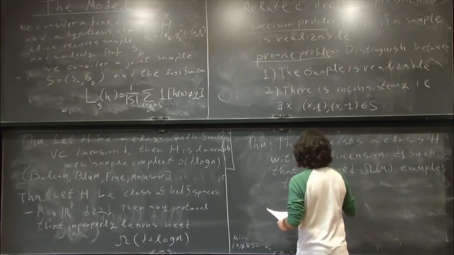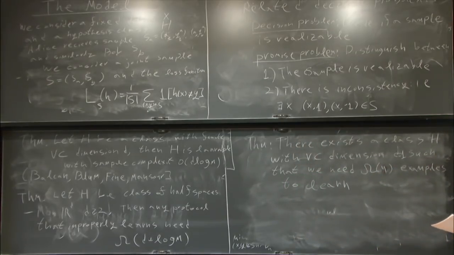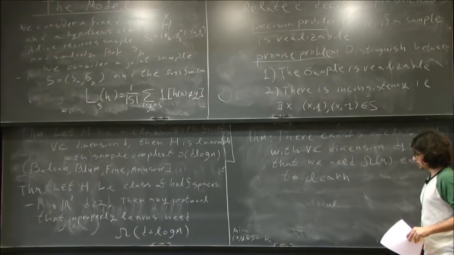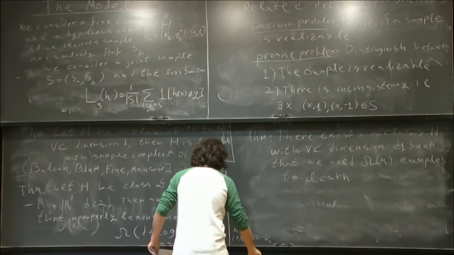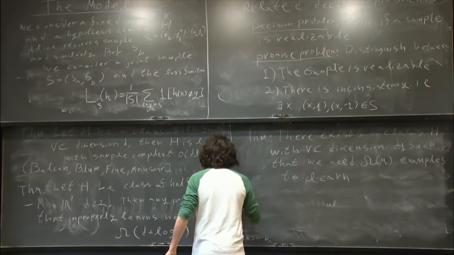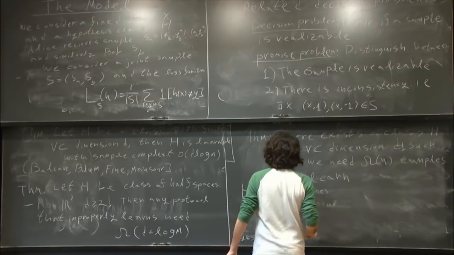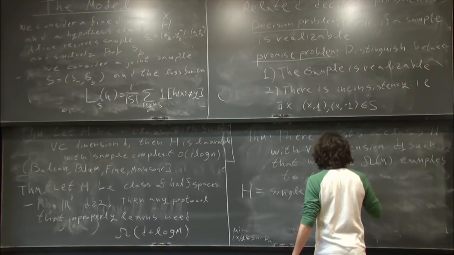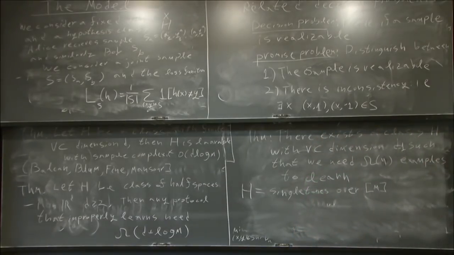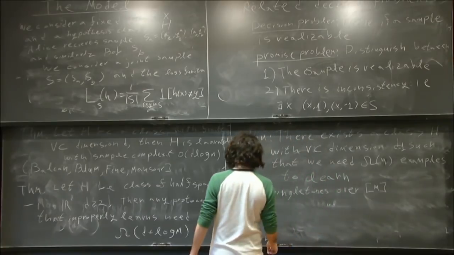Okay, so instead of showing that, I'll show something a little simpler. I'll show that for every M, I'll construct a hypothesis class for which you need at least M examples. And then the way is just to concatenate this hypothesis class. It's something a little bit quicker. So the idea is to choose the class to be singletons over M. This class is such that we need to learn properly.